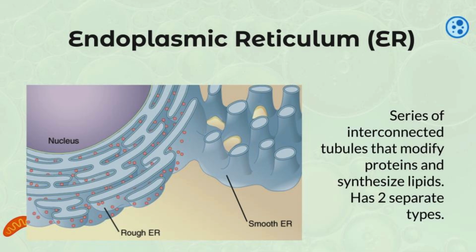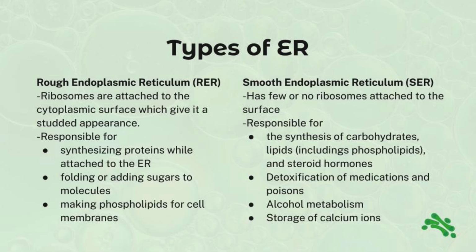Your ER is your endoplasmic reticulum, and this is interconnected tubules that modify proteins and synthesize lipids. This bumpy part here is the rough ER that is responsible for synthesizing those proteins with the ribosomes. Those are the bumps that are attached. It also helps fold or add sugars to molecules and make phospholipids for cell membranes. The smooth ER, on the other hand, doesn't have those ribosomes attached, and it handles carbohydrates, lipids, and steroid hormones. It can actually also help your immune system detox meds and poisons, helps with alcohol metabolism, and it helps store calcium ions.